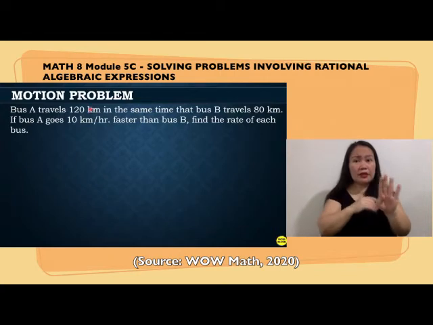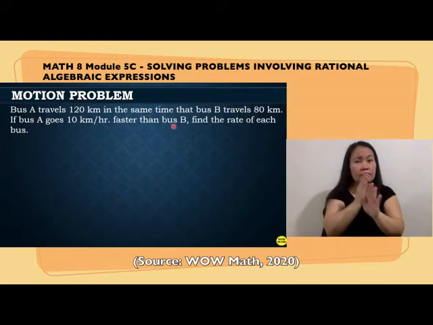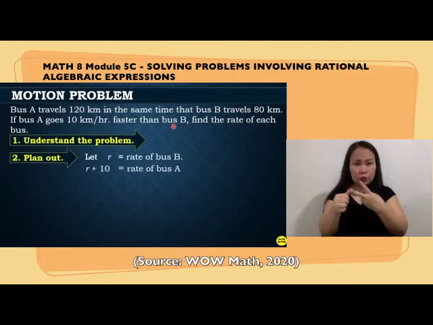So, let me repeat. Bus A travels 120 kilometers in the same time that bus B travels 80 kilometers. Now, si bus A daw 10 kilometer per hour faster than bus B. So, we're going to look for the rate of each bus. So, first, we're done understanding the problem. So, let us plan. So, let R be the rate of bus B.